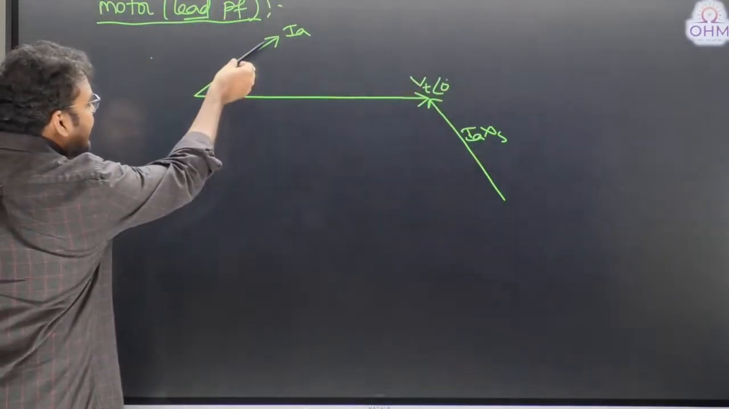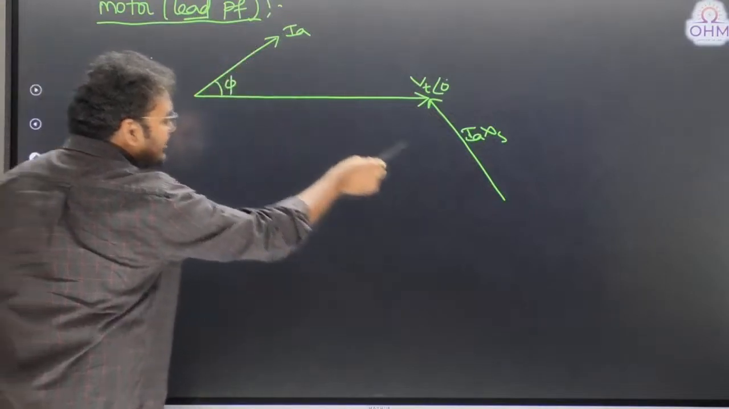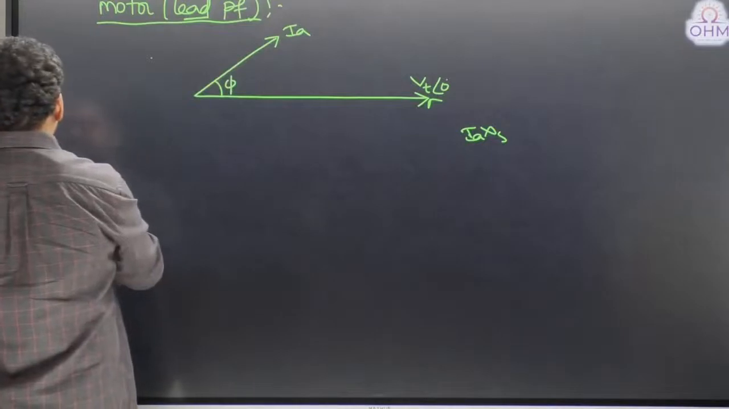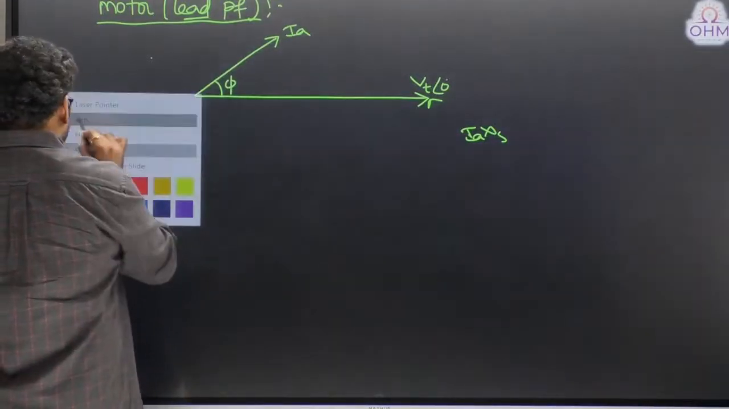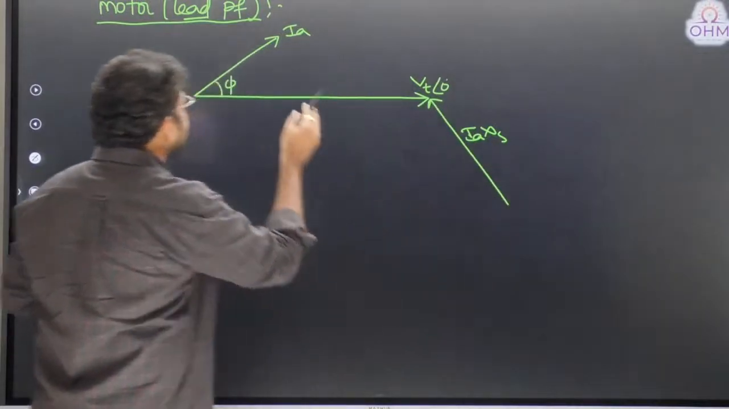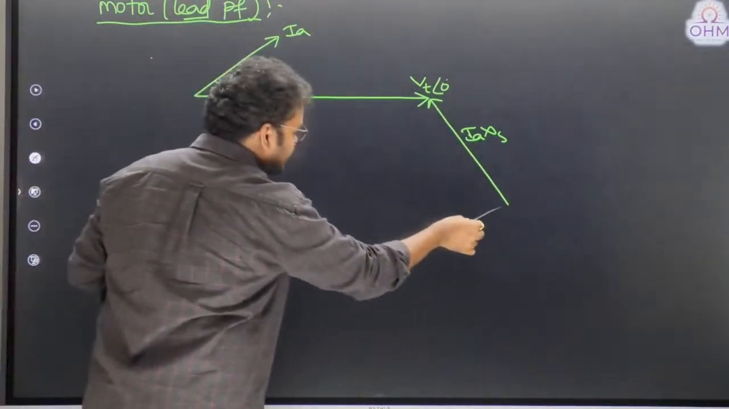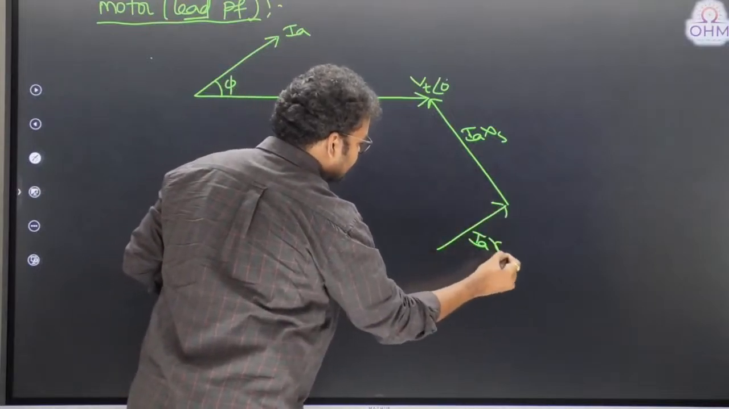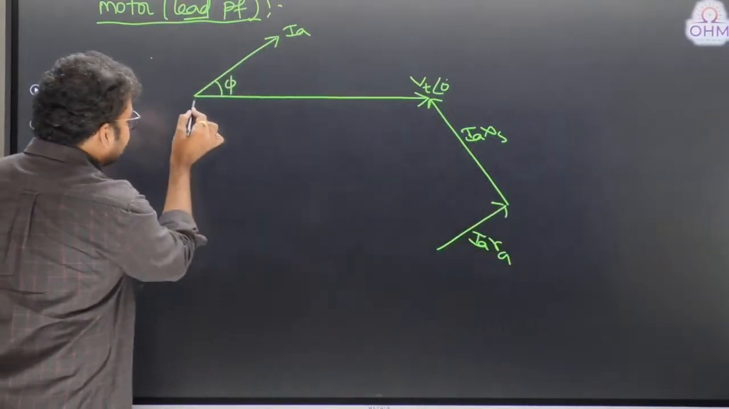Next, let us draw IaRa drop also in phase with current. Let us draw IaRa. One second, guys. This is IaXs anyway. Next, IaRa drop in phase with Ia. Let us draw here. Yes, this is IaRa. Now this gap is EF.